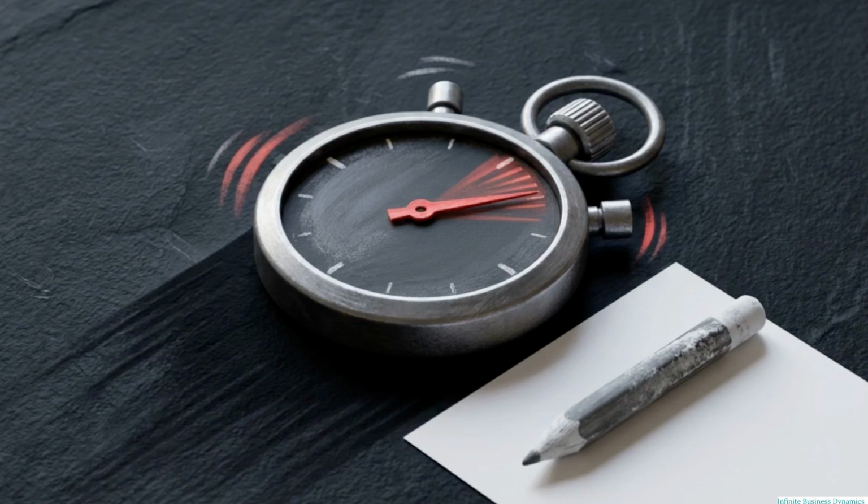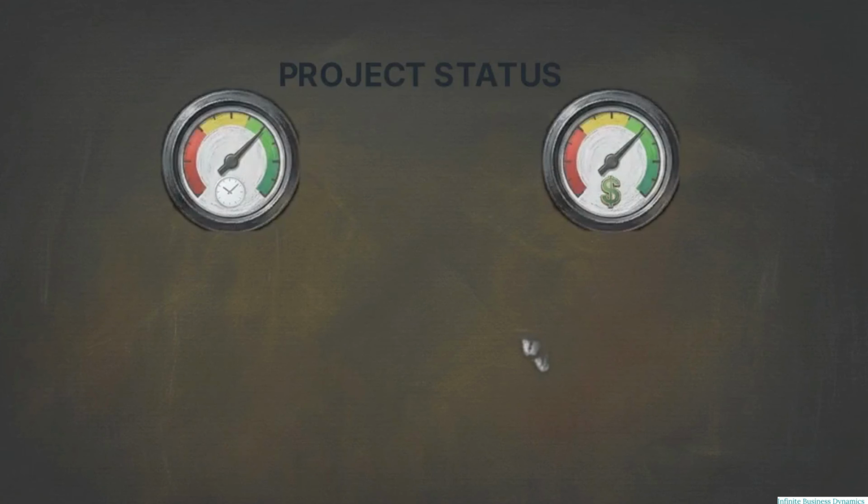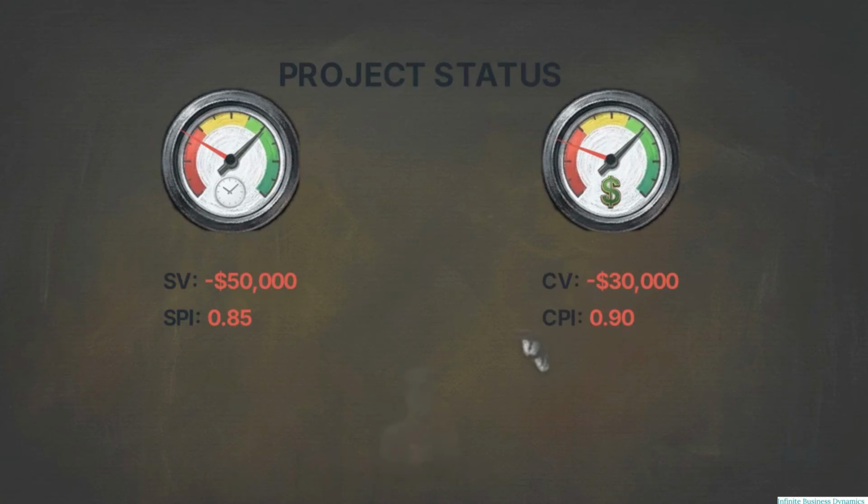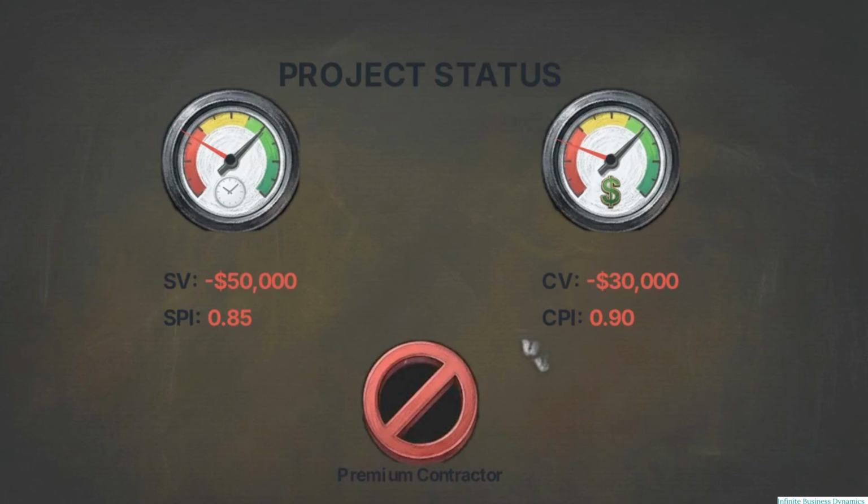It is time for a situational pop quiz. Read the data on this card. You have a $1 million project that is halfway done. The schedule variance is negative $50,000, and the cost variance is negative $30,000. Is bringing in an expensive contractor the best approach?